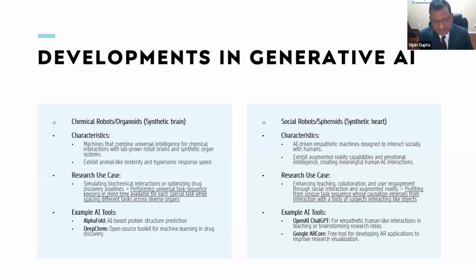These chemical robots exhibit animal-like dexterity, and they stimulate biochemical interactions, form the universal task sequence, keeping in mind the time available for each special task, while spacing different tasks across different organs. You give a prompt that at 3 o'clock, I need to go to a party, or I need to tell a story to children. It knows whatever tasks need to be done in that time. You need to know what kind of dress to wear, writing the story. It knows that the story needs to be done. It knows that it needs to be packaged. You need to give some gifts. It will go and do that on its own.